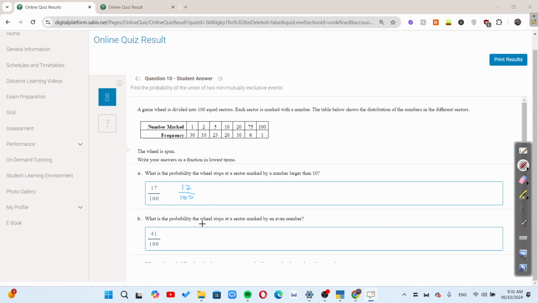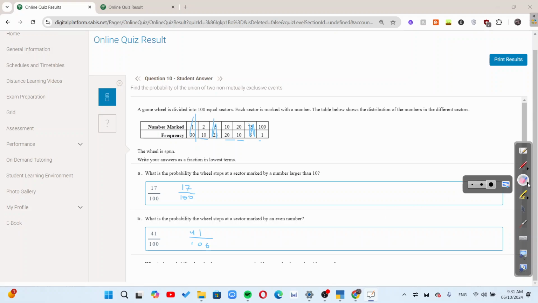Now for part B. What's the probability that the wheel stops at a sector marked by an even number? So you go to all your odd numbers, cross them, remove them, like remove this, remove this. And add all the probabilities left. So 10 plus 20 plus 10 plus 1. You're going to add it really quickly on your calculator. You're going to get 41 over 100. That's it for these two parts.